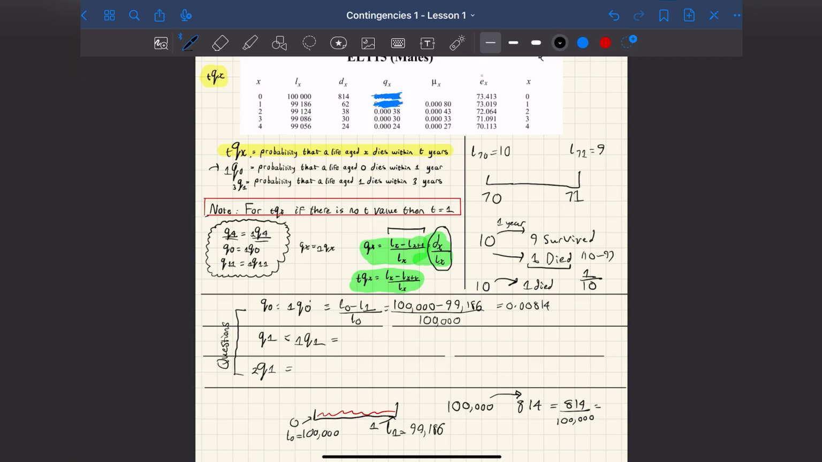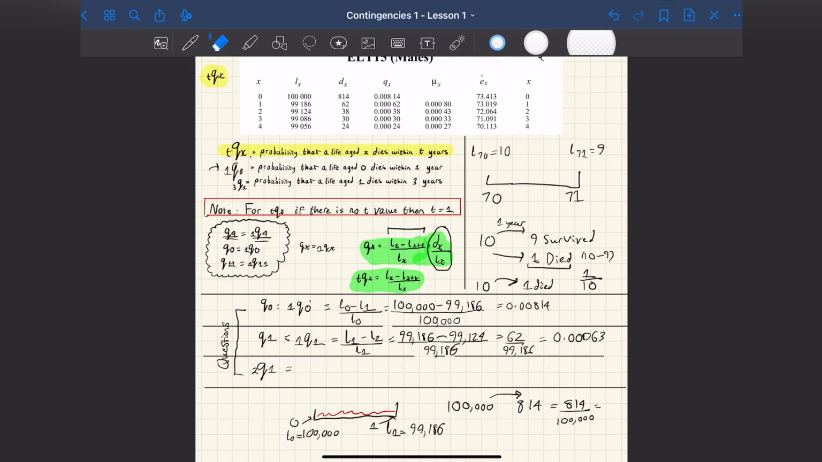And again, we just do the difference in the counts. It's L1 minus L2 over L1, which is 99,186 minus 99,124, over 99,186. This equals 62 over 99,186, and you should get 0.0063.